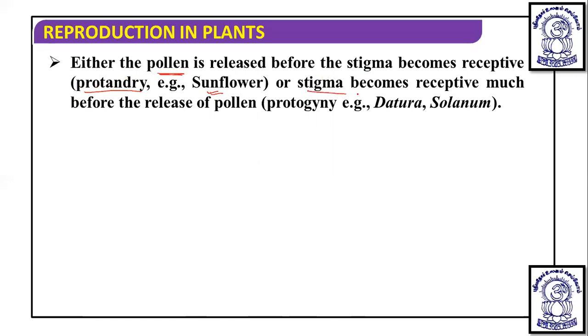But if the stigma becomes receptive much before the release of pollen, that is known as protogyny. It will accept the pollen grain of a different plant. Datura and Solanum are known to show the protandrous condition. So pro means first, andry means androecium: pollen grains are released first, and protogyny means stigma receptive first.